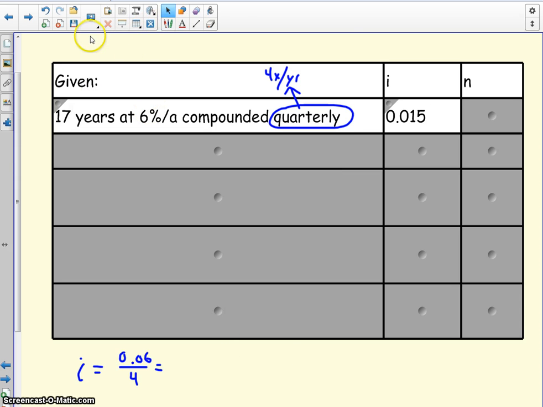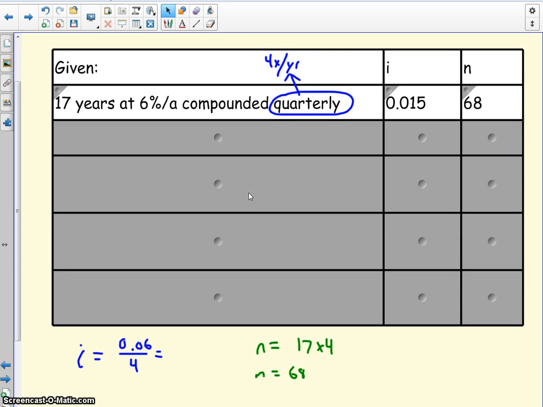Okay, now for n, it's 17 years, compounded quarterly, compounded 4 times a year. So that means over the course of your investment, it's compounded 4 times a year for 17 years. 17 times 4 is 68. So you'd be putting 68 into that equation for n.